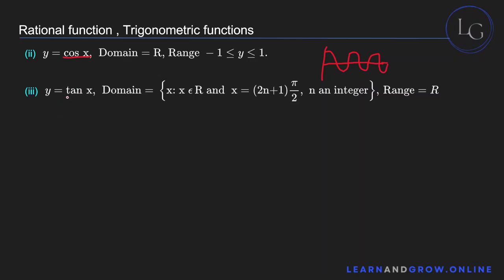Now you have y is equal to tangent of x. And once you plug in the values, you find out that the range for this particular function is all real numbers, but the domain is all real numbers except at these points, basically odd multiples of pi by 2, right? So you can just plot this graph, and this somewhat makes sense. Like, this is the graph, right? And it goes something like this.